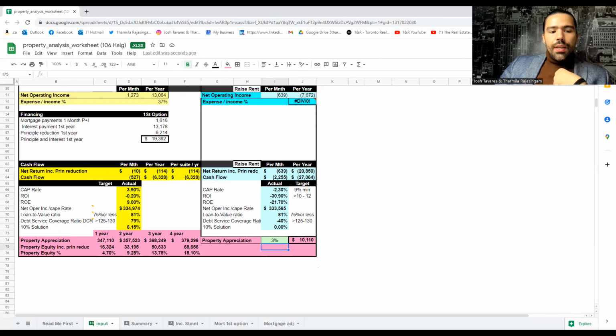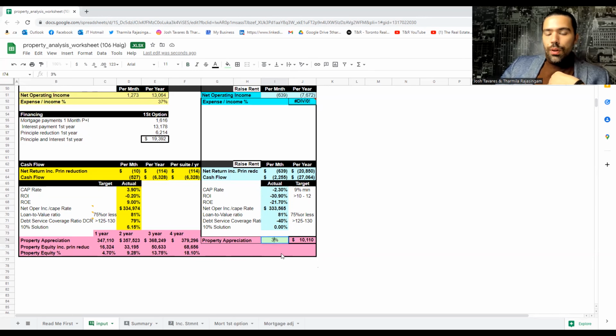So as you can see, with property appreciation and property equity, principal reduction has definitely continued to be pretty steady in terms of its ability to increase over time, building our equity. As you can see, 4.7% to 9.28%, all the way to about 18% in equity. Property equity, including principal reduction, goes up to about $68,000 come year 4, and the property value goes from 347 to 379.